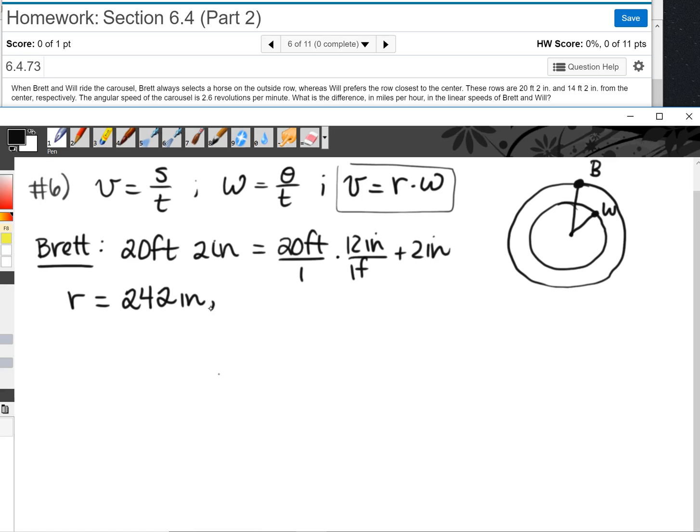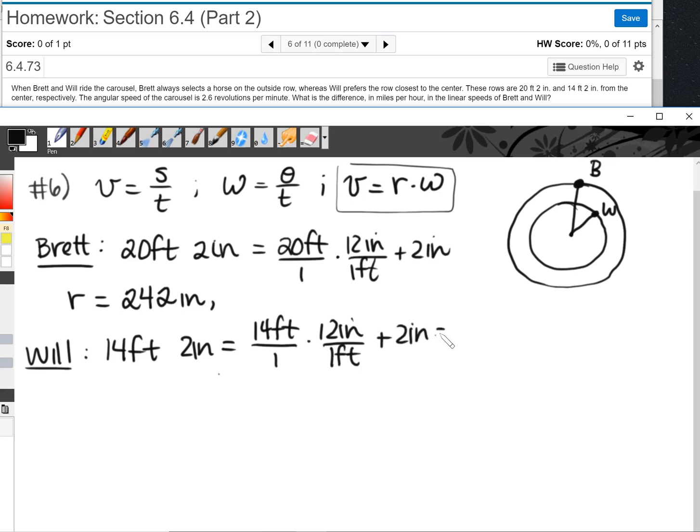And what do we know? So let's look up here, from the center respectively. And what is Will? Will is the row closest to center. So Will in this case, his r is just going to be 14 feet 2 inches. So again, that's 14 feet over 1 times 12 inches per foot, and then plus 2 inches. Okay, so what is the radius for Will? 170 inches.